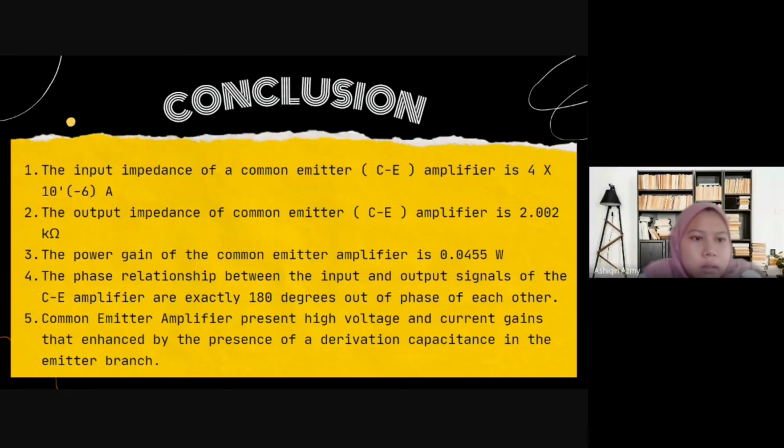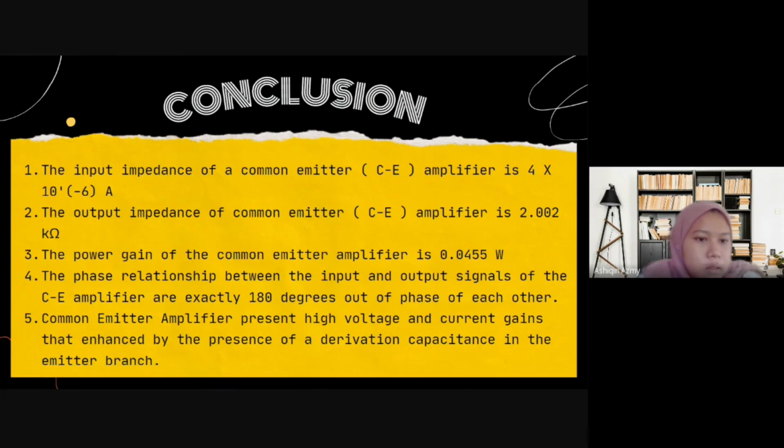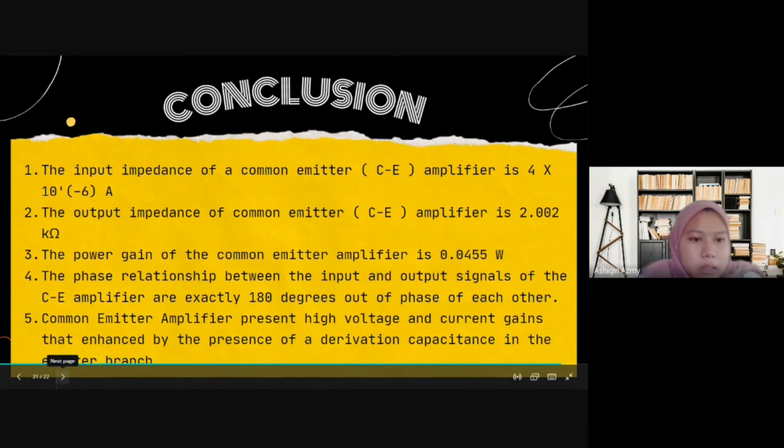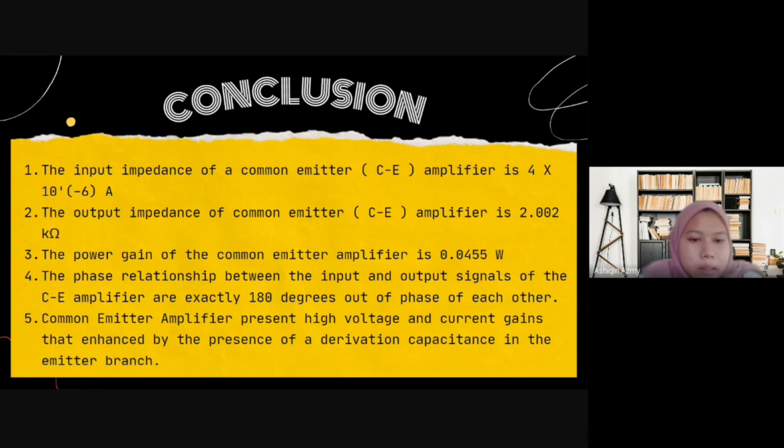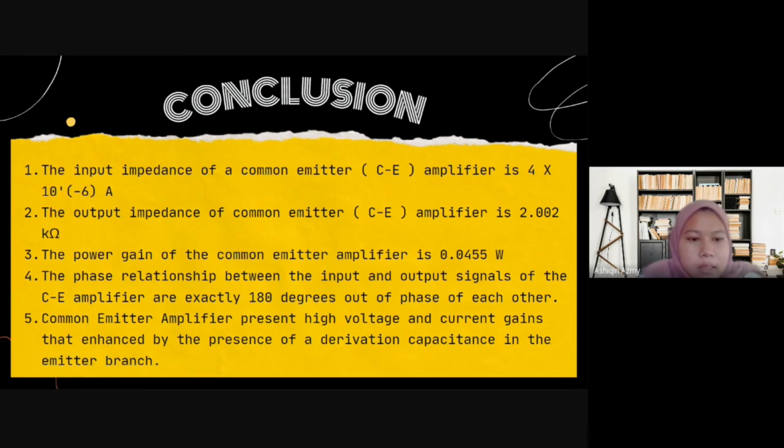Okay, for the last one, the conclusion. Number one, the input impedance of a common emitter CE amplifier is 4 times 10 to the power of negative 6 ampere. Second, the output impedance of the common emitter CE amplifier is 0.002 kilo ohm. Number three, the power gain of the common emitter amplifier is 0.0455 watt. Number four, the phase relationship between the input and output signal of the CE amplifier is exactly 180 degrees out of phase with each other. And number five, the last one, the common emitter amplifier presents high voltage and current gains that are enhanced by the presence of the bypass capacitor in the emitter branch.